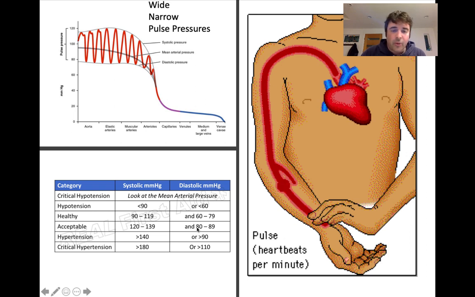Acceptable is 120 to 139, 80 to 89 with respect to systolic and diastolic pressures. If you have a systolic pressure over 140 or a diastolic pressure over 90, and they're usually correlated with one another, you are hypertensive. If you have a systolic above 180 and a diastolic above 110, you are critically hypertensive, or you're in what's called hypertensive crisis. And that's really important for a lot of medical professionals to realize.